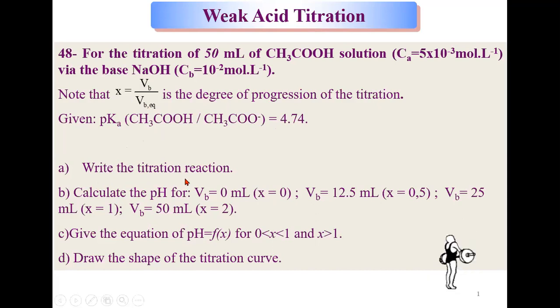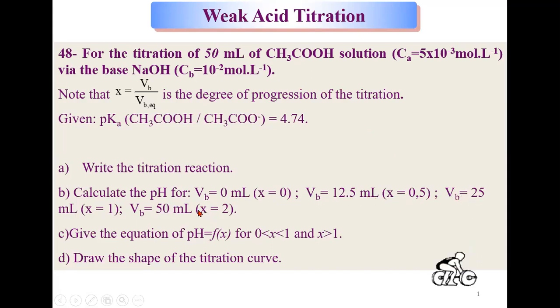Okay, write the titration reaction, that's part A. And part B, they asked us to calculate the pH at VB equals 0, VB 12.5, VB 25, and VB 50. Now I want to point out right away, when VB equals 0, when x is 0, that's the initial point. When VB equals 12.5 and x is 0.5, for a monoprotic acid that automatically tells me this is the half equivalence point.